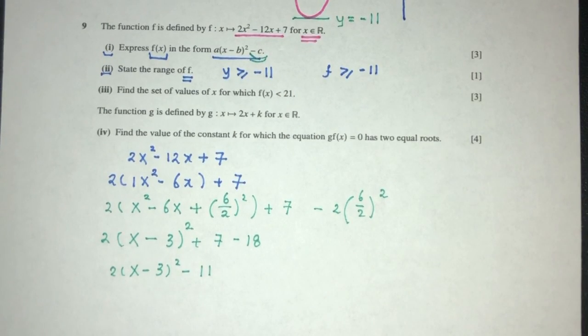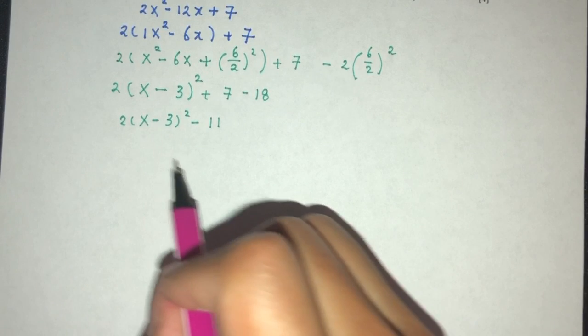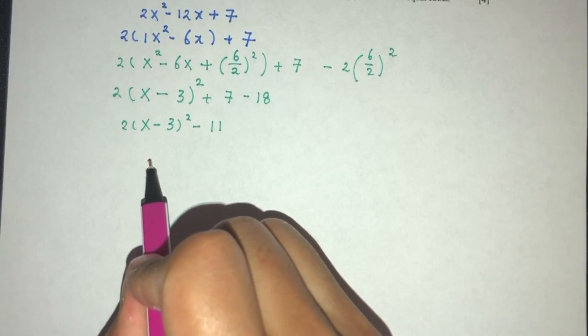Now part 3, we have to find the set of values of x for which f of x is less than 21. So let's write this down. F of x is given to you by this one.